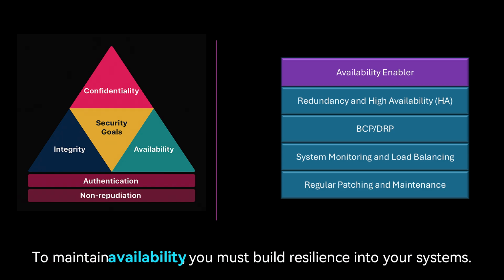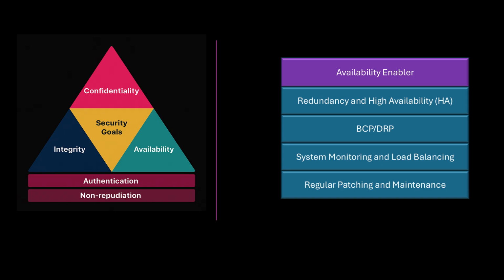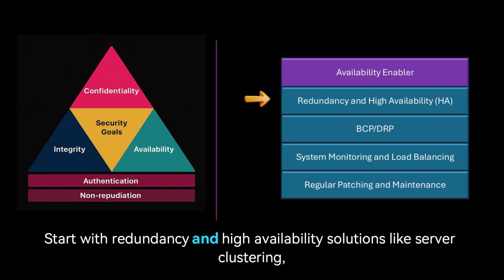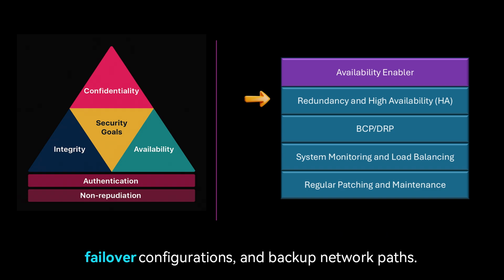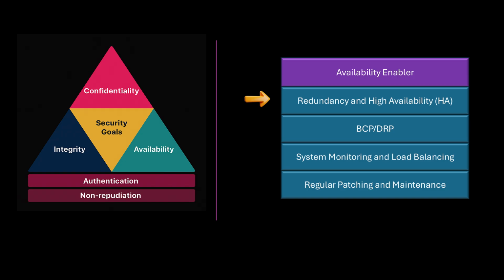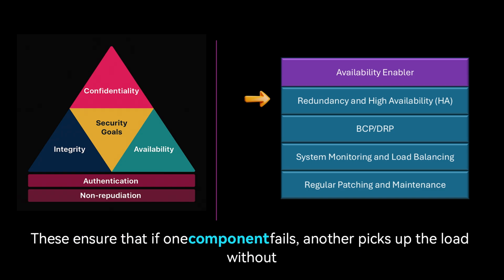To maintain availability, you must build resilience into your systems. Start with redundancy and high availability solutions like server clustering, failover configurations, and backup network paths. These ensure that if one component fails, another picks up the load without interruption.